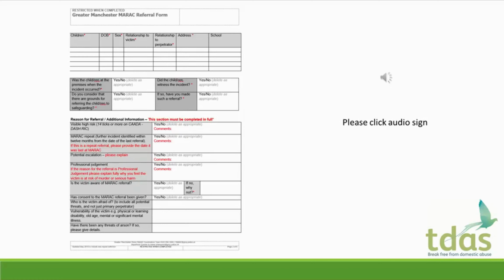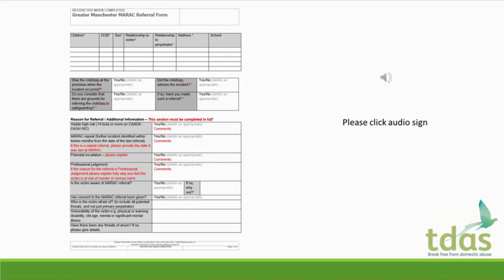The last threshold for a referral to MARAC is professional judgment. This can be used where the above 3 criteria do not apply. It is really important that you fill out this box with as much detail as possible as to why, as a professional, you feel this victim is at risk of serious harm or homicide.